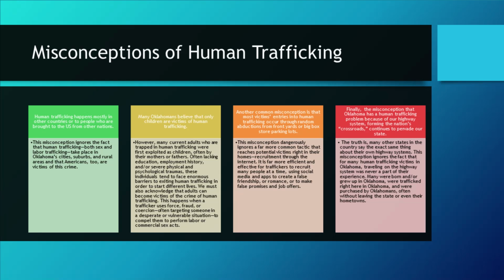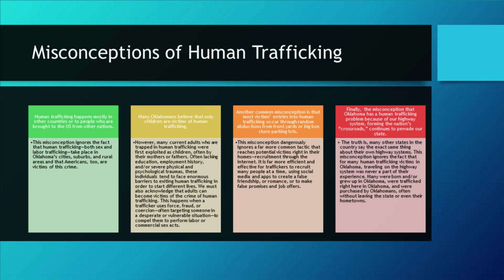Another common misconception is that most victims' entries into human trafficking occur through random abductions from front yards or big box store parking lots. This misconception dangerously ignores a far more common tactic that reaches potential victims right in their homes: recruitment through the internet. It is far more efficient and effective for traffickers to recruit many people at a time, using social media and apps to create a false friendship or romance, or to make false promises and job offers.